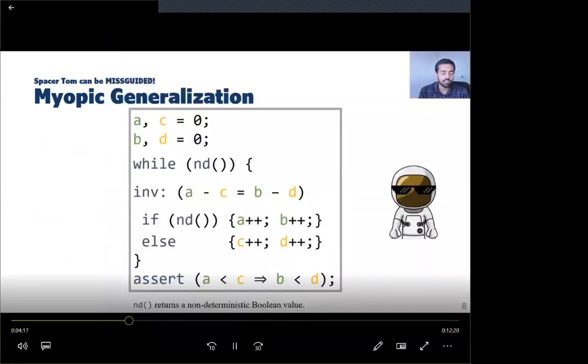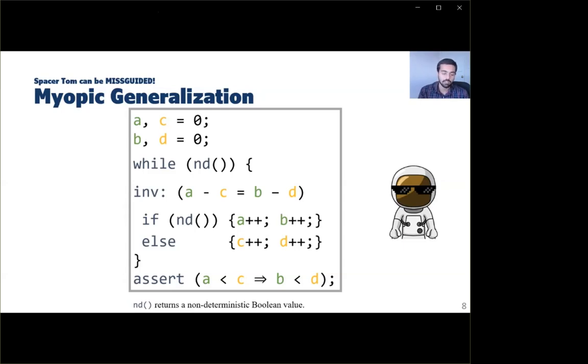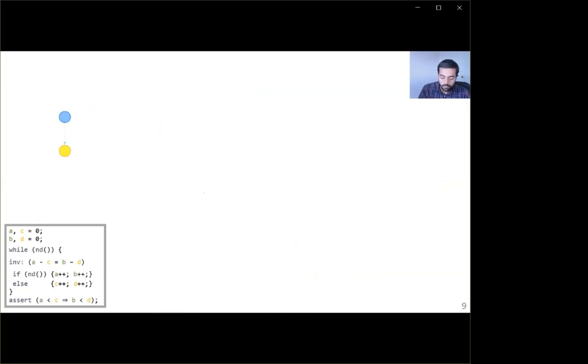We demonstrate myopic generalization using an example program. This program has 4 variables, a, b, c, and d. All of them are unbounded integers, and all of them are incremented inside a while loop that runs an arbitrary number of times. In each iteration, either both a and b are incremented or c and d are incremented. Finally, it is asserted that if a is less than c, then b is less than d. To see myopic generalization, let's take Spacer, a state-of-the-art IC3 style model checking algorithm, and run it on this example.